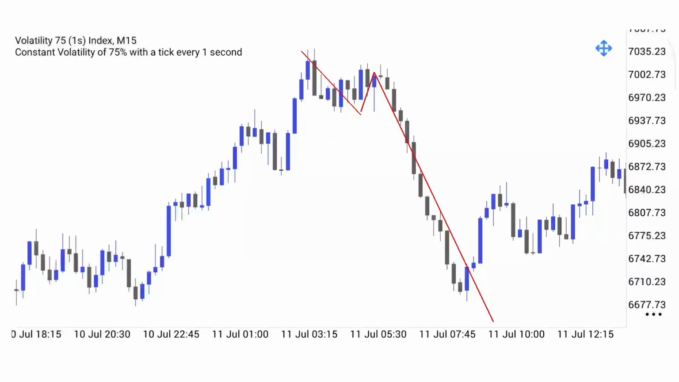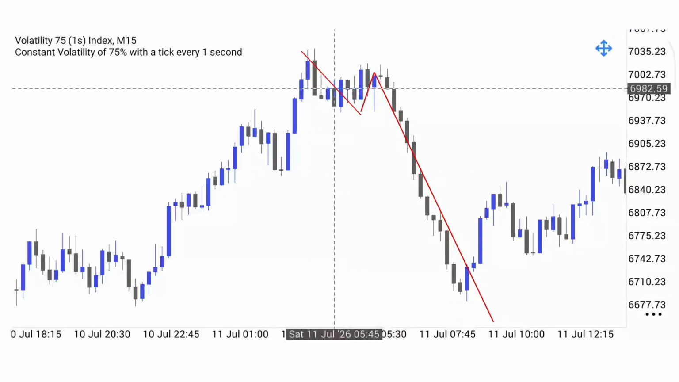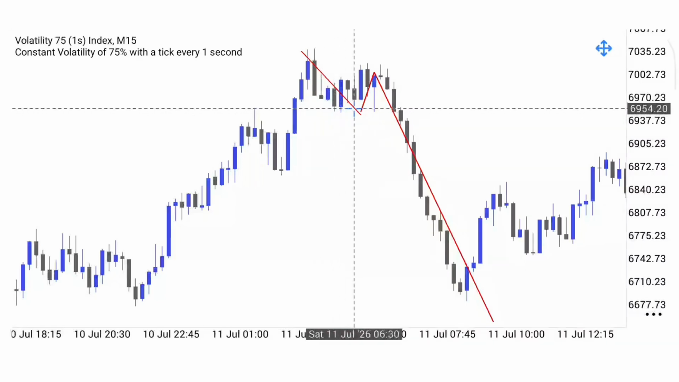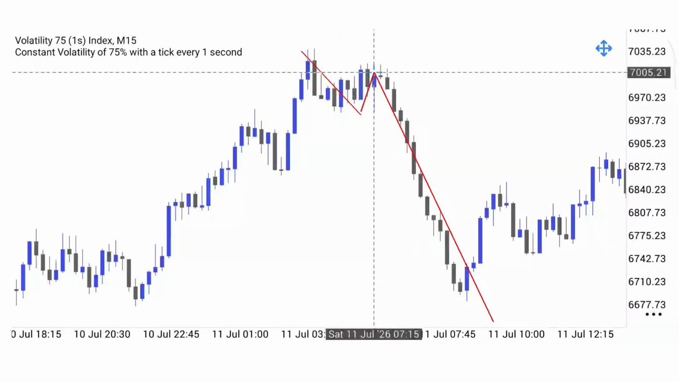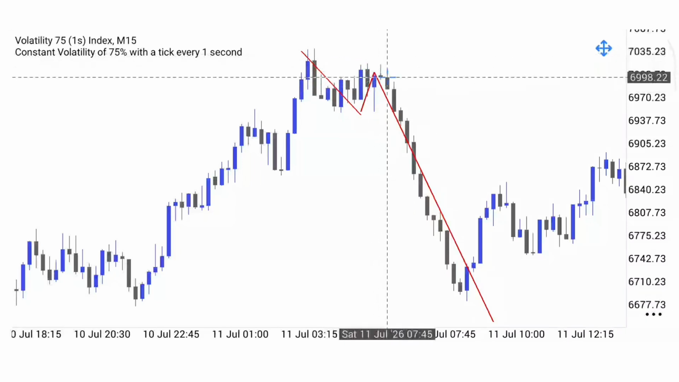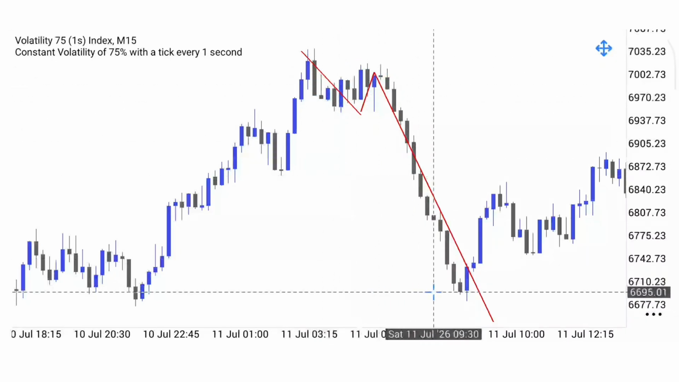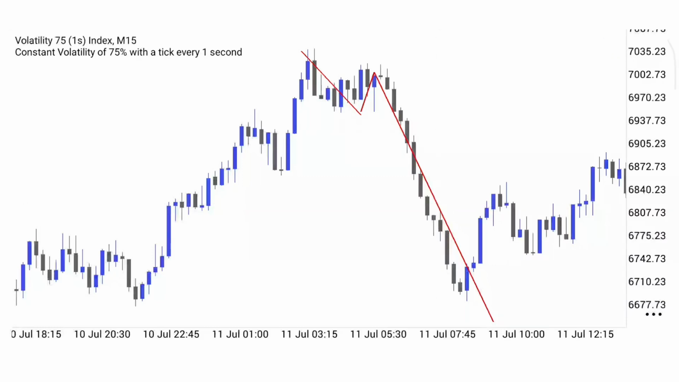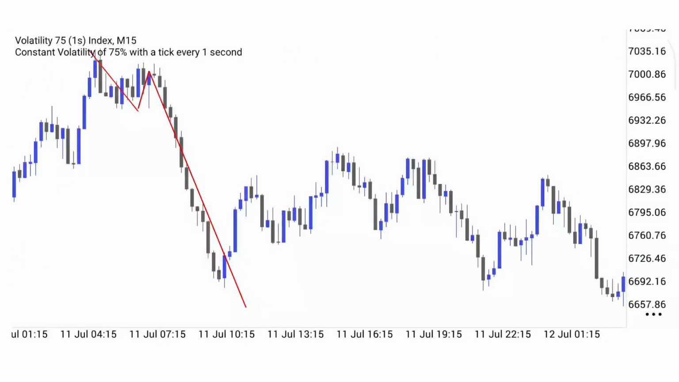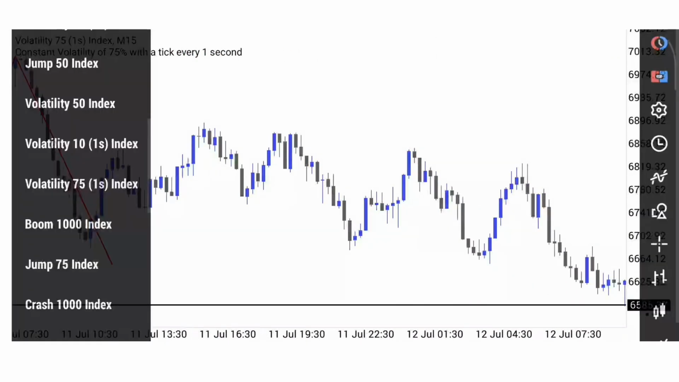So look at this. Here we have the high. Here we have a low. Then we have a lower high here because the market is already going down. And then here we have a lower low. Now this is what makes a downtrend. If that one is a little bit confusing, let me use the bigger price movements here.